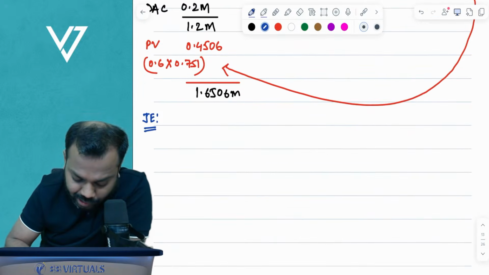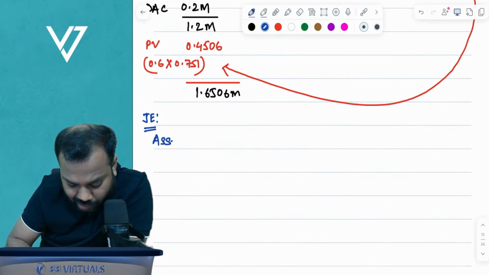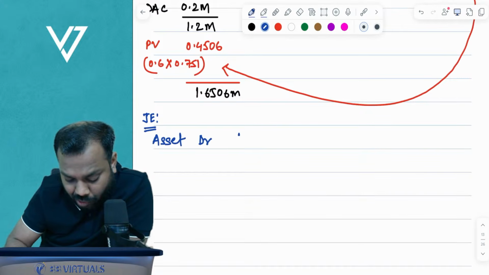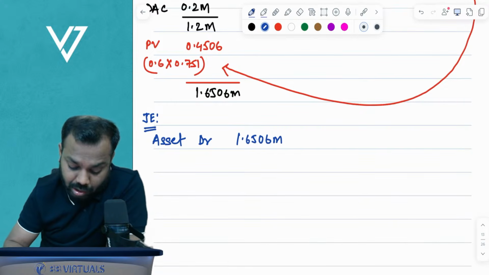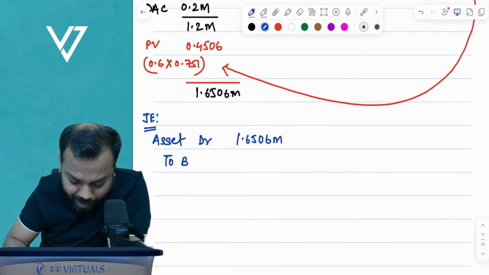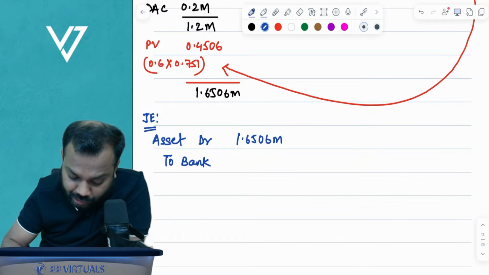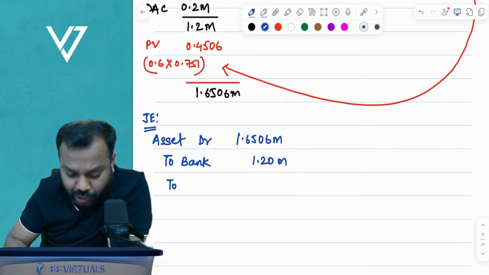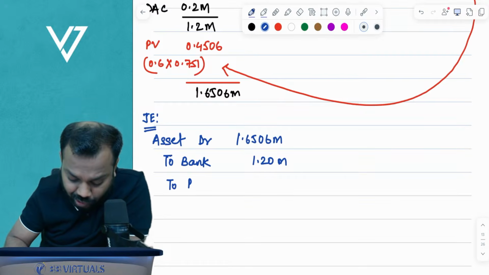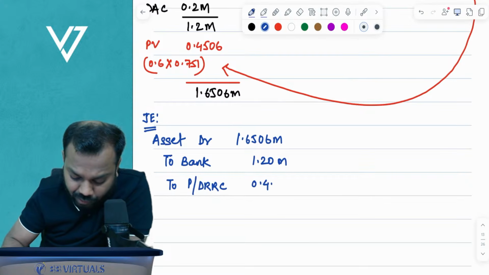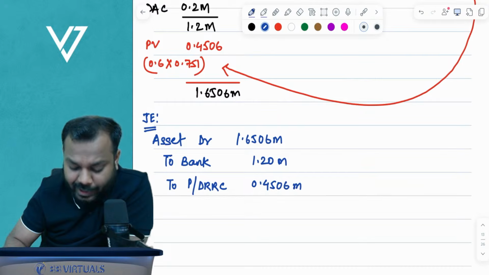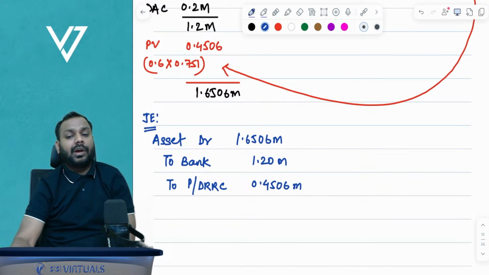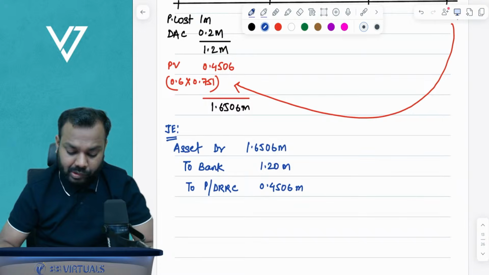Now what should be the journal entry? So understand, your asset is capitalized at amount of 1.6506 million. Now how much did you pay through bank? It is 1.20 million. And what is the amount that you have not paid? It's a liability, so we'll say to provision for DRRC 0.4506 million. This is the journal entry.